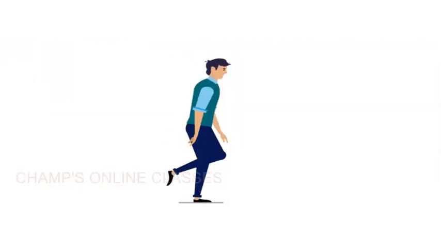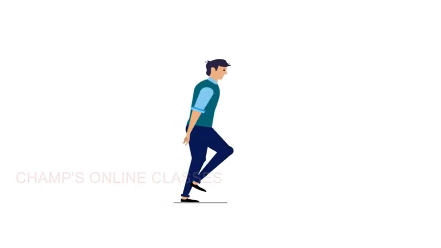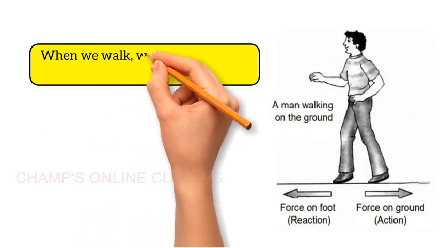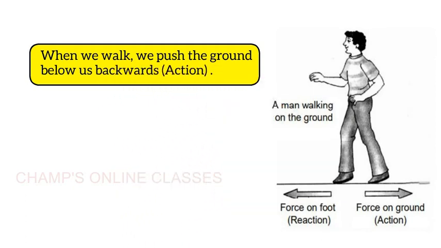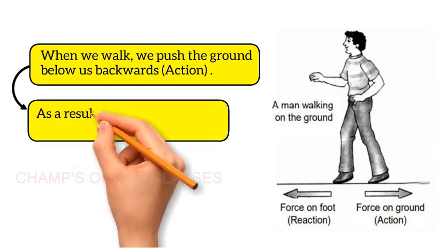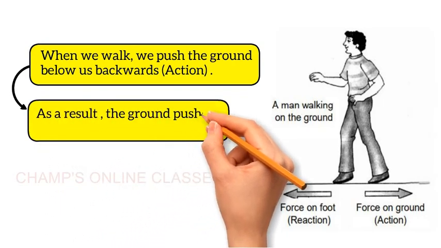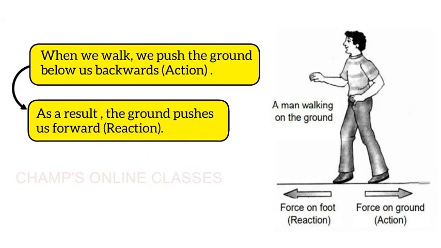Newton's third law also explains something as basic as walking. When we walk, we push the ground below us backwards. Now, this is an action force done by us on the ground. As a result of this, the ground pushes us forward. That is, a reaction force acts on our foot, which helps us to move forward.